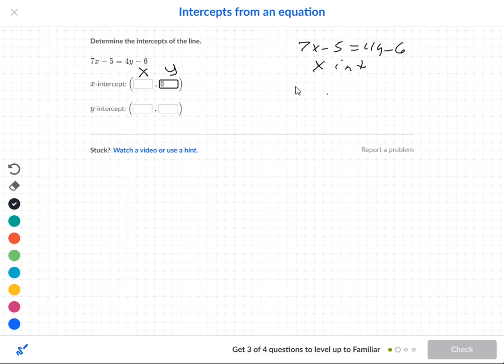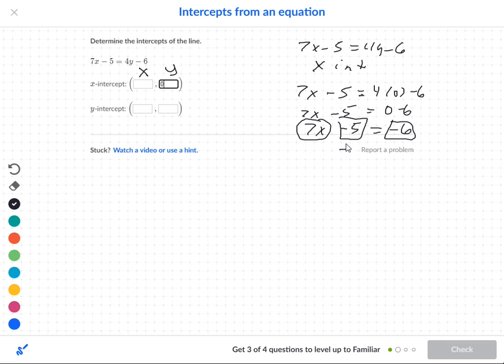So I'm going to say 7x minus 5 is equal to 4 times 0 minus 6. So 7x minus 5 equal to 0 minus 6. So 7x minus 5 is equal to a negative 6. Okay, circle the letter. So we'll box and box. Add 5. Cross out. So negative 1. Notice we have one circle and we have one box. Divide by 7. Cross out. x is equal to a negative 1 over 7.